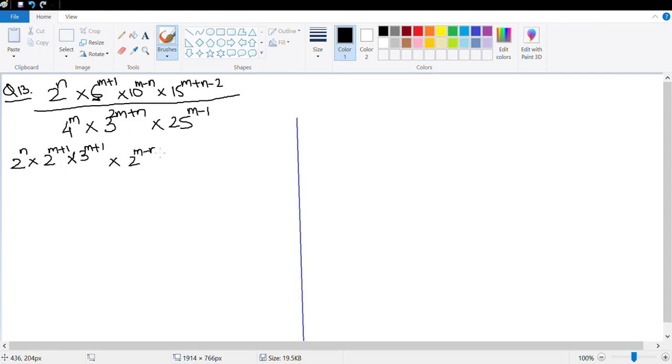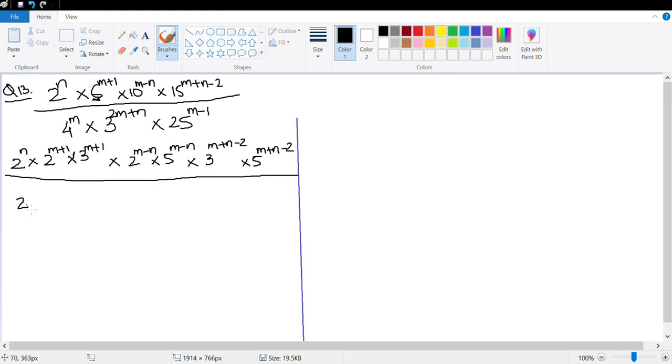So that's 2 to the power m minus n multiplied with 5 to the power m minus n. And 15 can be written as 3 into 5. So 3 to the power m plus n minus 2 multiplied with 5 to the power m plus n minus 2, divided by 2 to the power 2m, because this is 4, 2 square, multiplied with 3 to the power 2m plus n multiplied with this can be written as 5 to the power 2m minus 1.